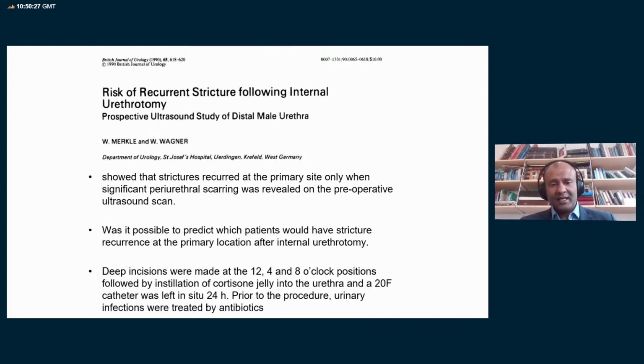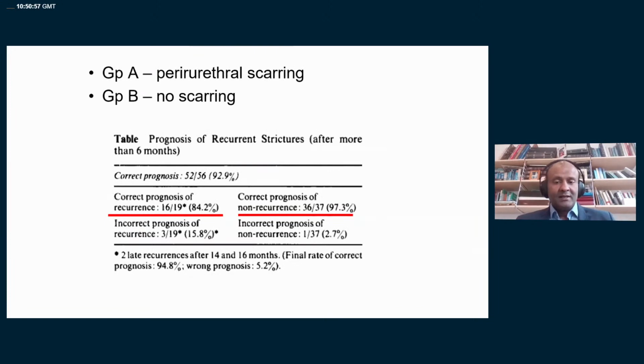So what they did was they showed strictures, and then they examined them to see if there was recurrence. And they postulated, would it be possible to predict which patients would have stricture recurrence at the primary location after internal urethrotomy? They had a slightly unusual technique in that they did deep incisions for their urethrotomy at 12, 4, and 8 o'clock, and then injected cortisone jelly, steroid jelly, and then left a catheter for 24 hours. But in fact, their results were quite impressive.